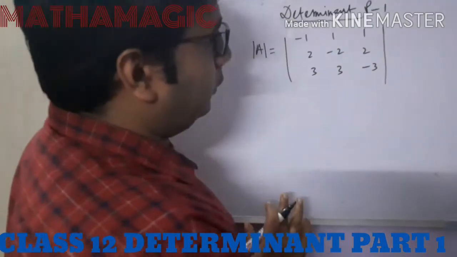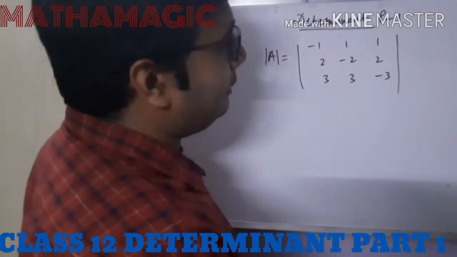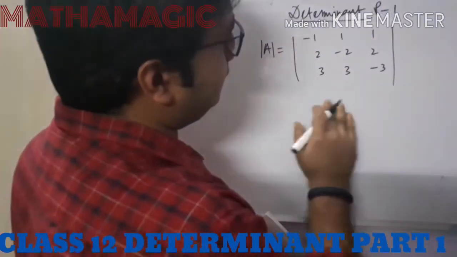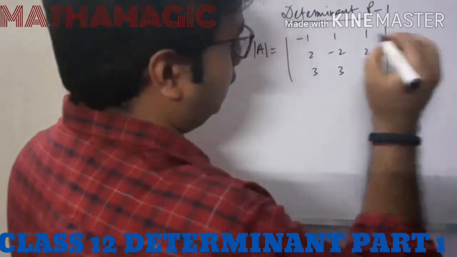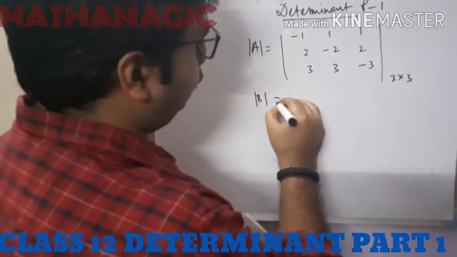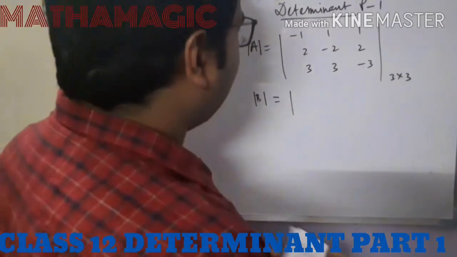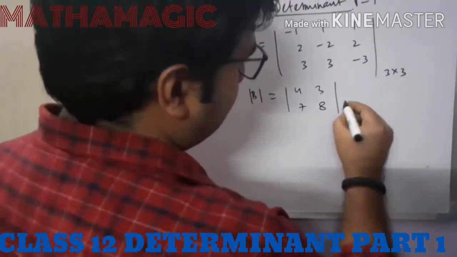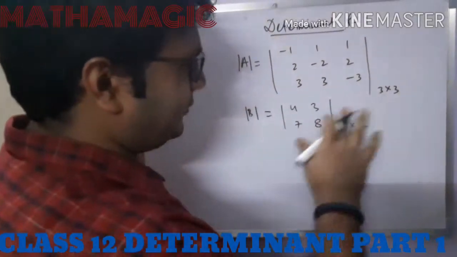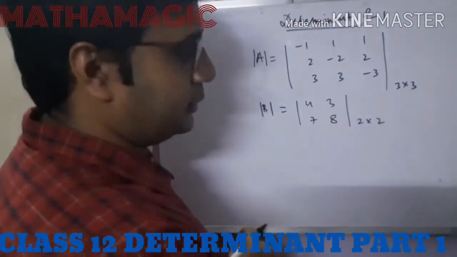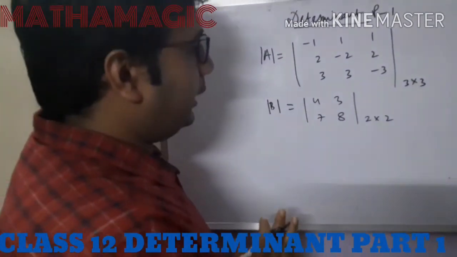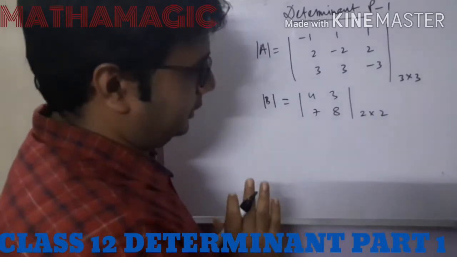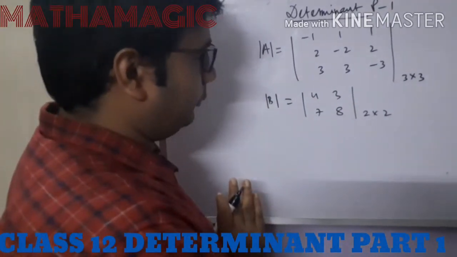Then we'll move to how we can evaluate a determinant. So this is a determinant of 3 into 3 order. We'll take another example of 2 into 2 order. So we'll write one example, that is 4, 3, 7, 8. Let this be an example. This is a 2 into 2 order determinant. It is very easy to understand 2 into 2 because there are 2 rows and 2 columns. Now, we need to understand how we can find the value of a determinant by calculation.